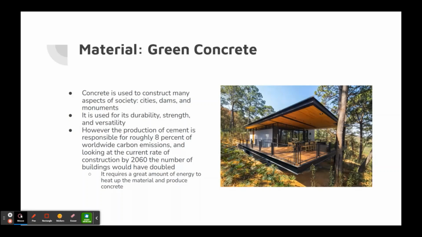However, the production of cement is responsible for roughly 8% of worldwide carbon emissions, and looking at the current rate of construction, by 2060, the number of buildings would have doubled. It requires a great amount of energy to heat up the material and produce concrete using cement.